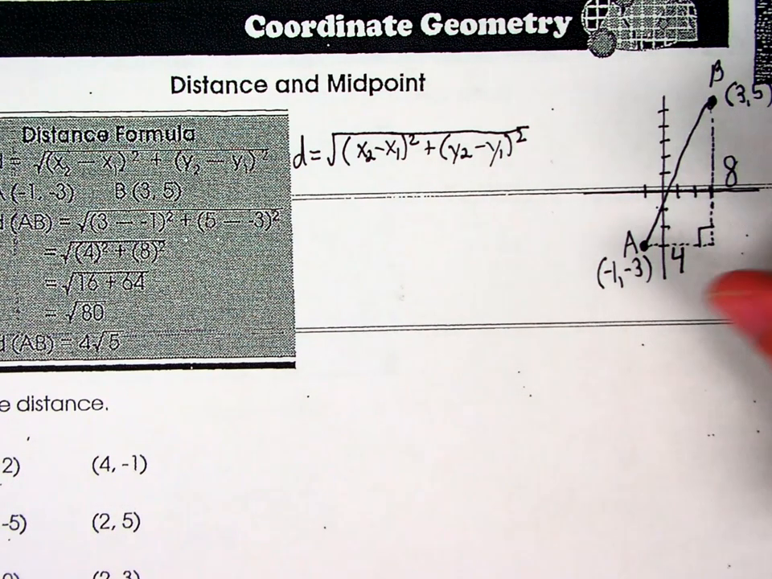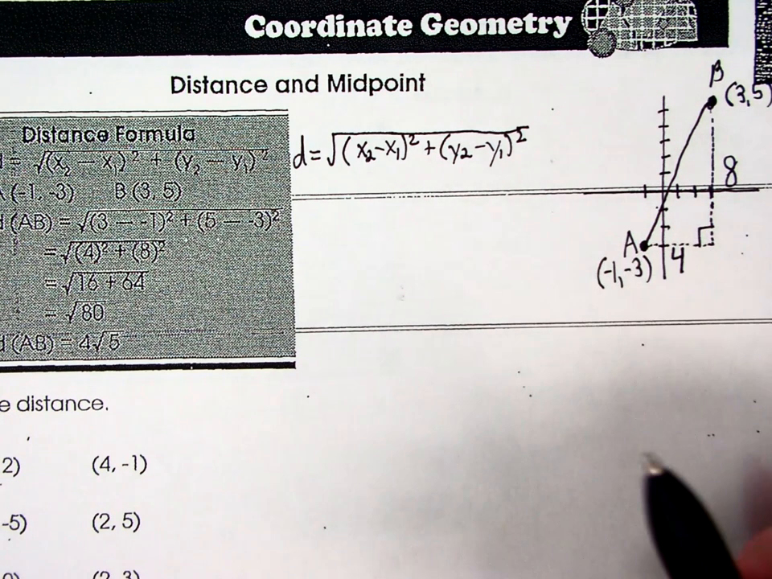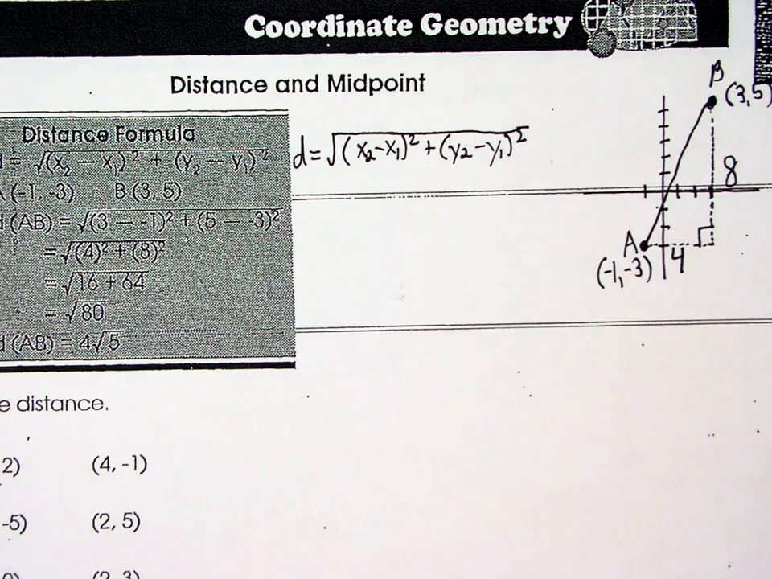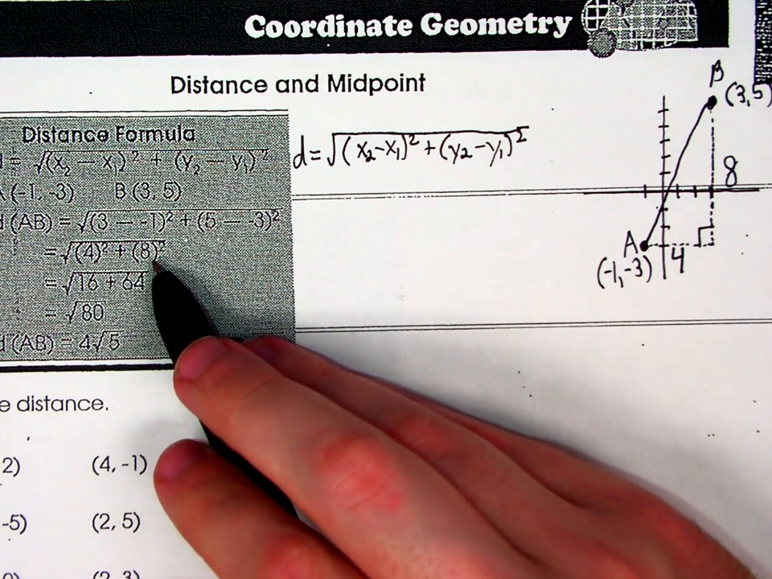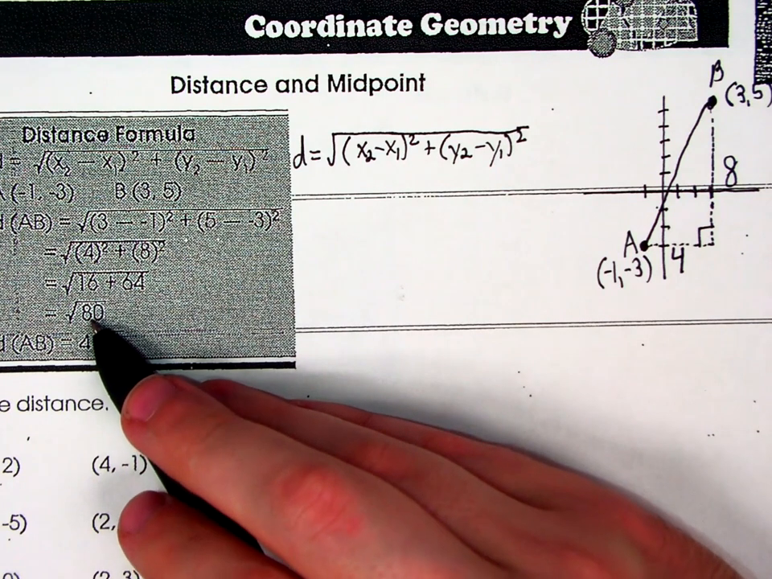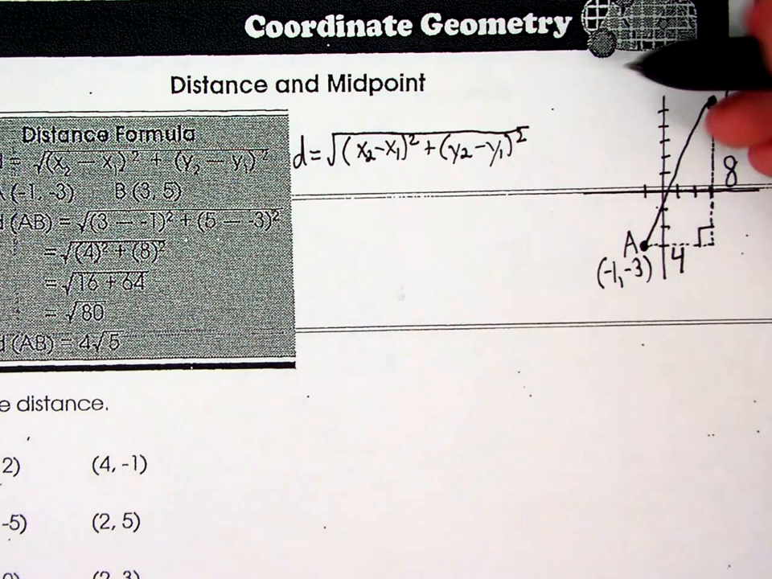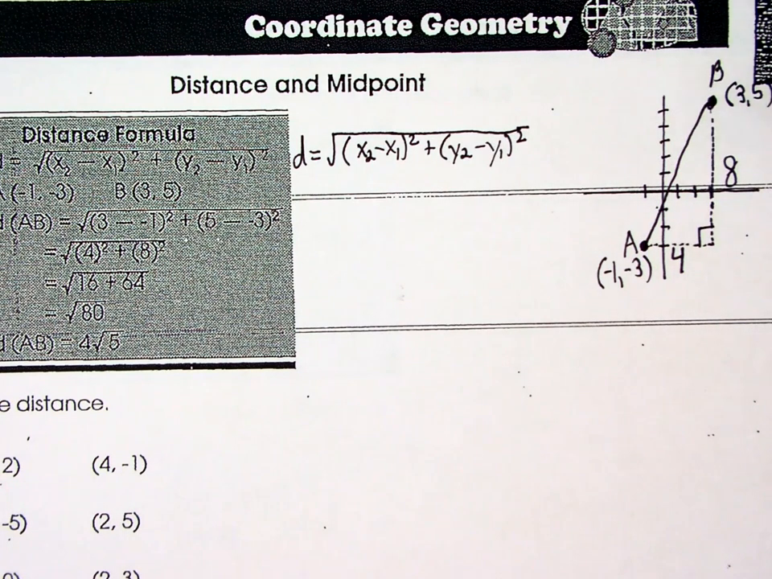When we just subtract our y values, we're getting the height of a triangle. When we subtract our x values, we're getting the base of a triangle. And then it just looks like our Pythagorean theorem. We square the 4, we square the 8, we add our results, and we then square root our result to get our hypotenuse, which in this case would be the distance between A and B.